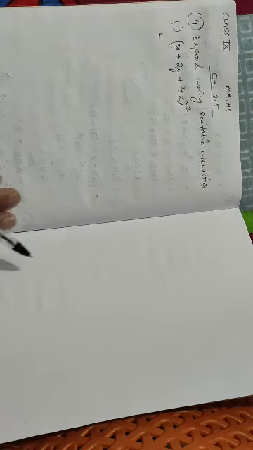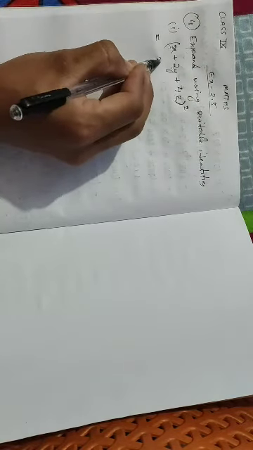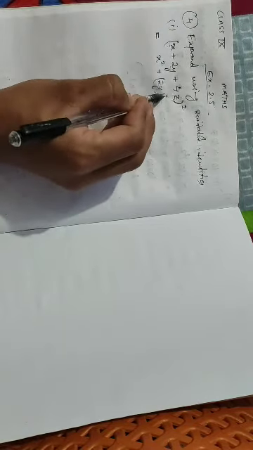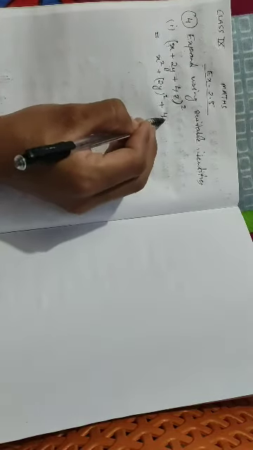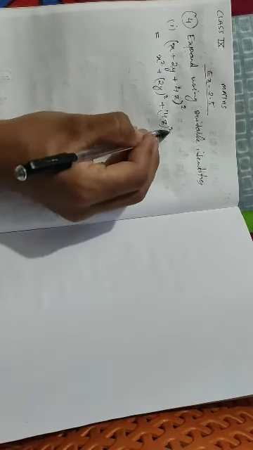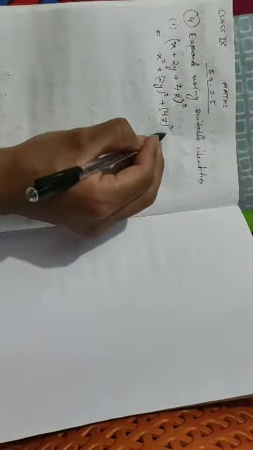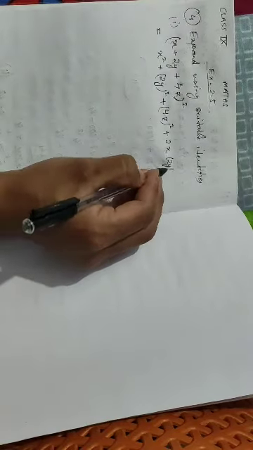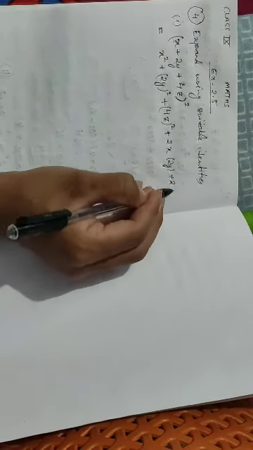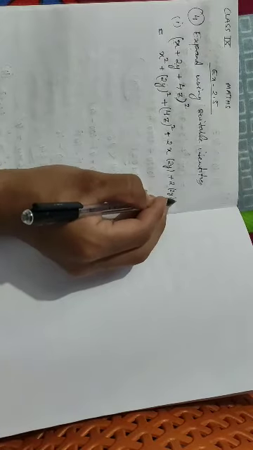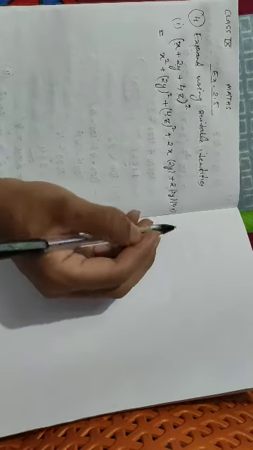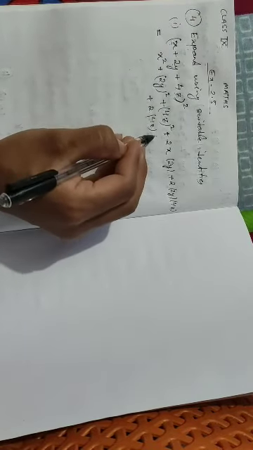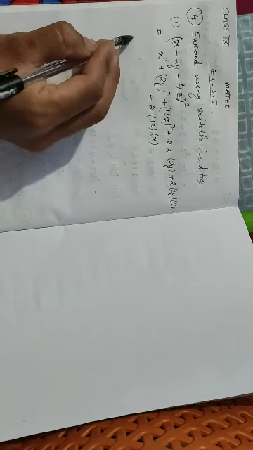So what is the formula for (a + b + c) whole square? It is a square, where a here is x, plus b square, where b is 2y, plus c square, where c is 4z, plus 2ab, that is 2 times 2y, plus 2bc, plus 2ca, that is 2 times 4z times a, that is x. Okay, so this is the formula.